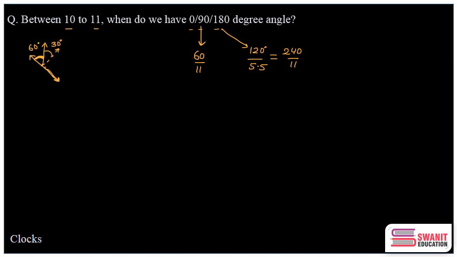How about 0? Now please understand, this initial angle was 60 degree. To make it 0, this minute hand has to travel all the way from here and coincide with the hour hand. So therefore it has to travel for all the 300 degrees with the speed of 5.5 to get a 0 degree angle, which is equal to 600 upon 11. Now rest all is calculation and we will get the answer.